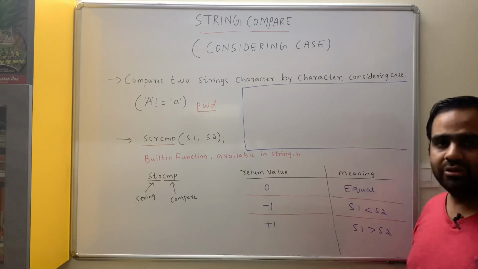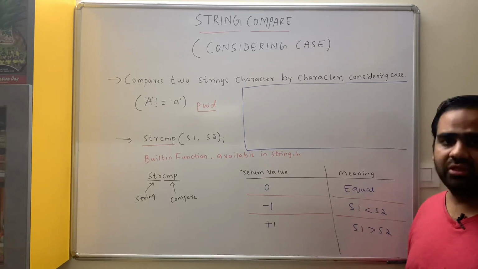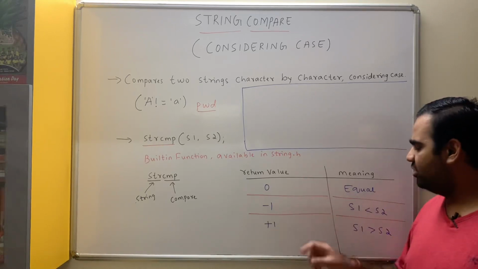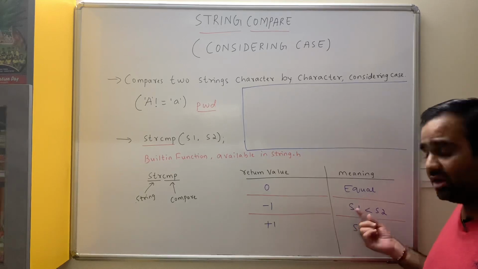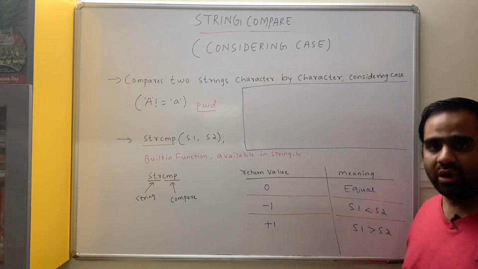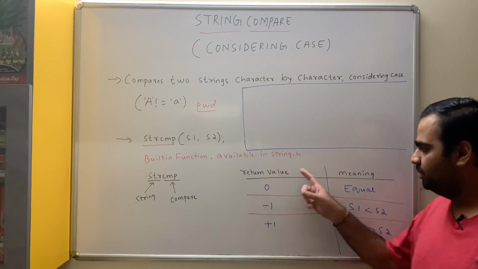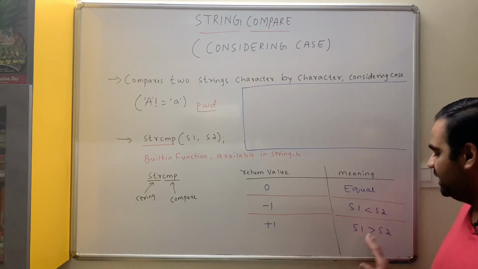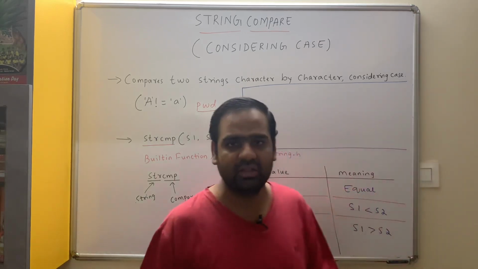If the return value is 0, that means the two strings are equal. If the return value is -1, s1 is less than s2. Now I will say what is s1 is less than s2. Now if the return value is +1, it means that s1 is greater than s2.